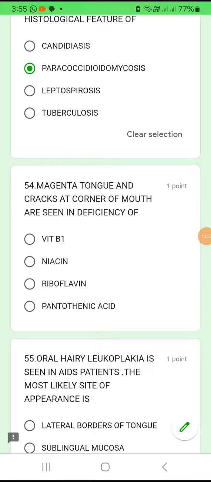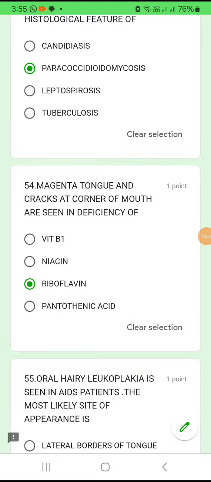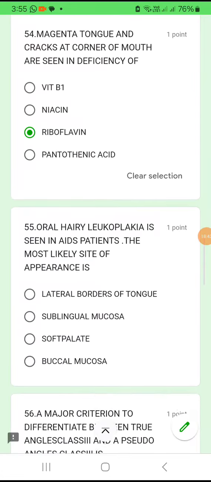Now, question number 54, magenta tongue and cracks at the corner of the mouth are seen in the deficiency of, definitely it is seen in the deficiency of riboflavin. Magenta colored tongue and cracks of the corner of the mouth are seen in riboflavin deficiency.